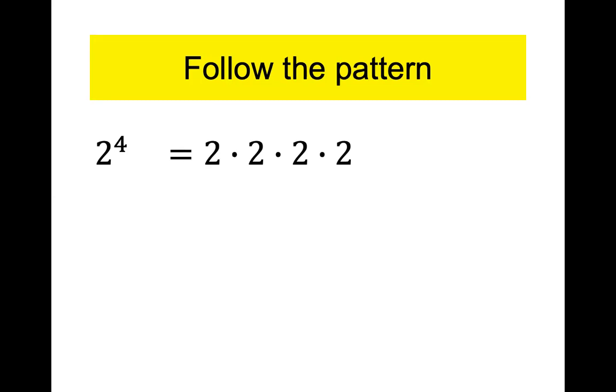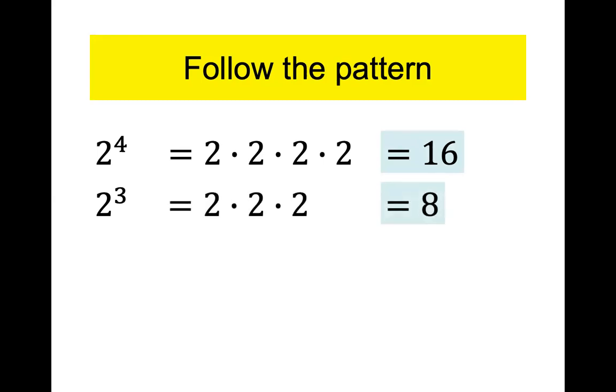16. Let's see. 2 times 2 is 4. Times 2 is 8. Times 2 is 16. Okay? Follow the pattern. What's the pattern? I'm going down by 1. So how many 2's do I write? The answer is 8. Follow the pattern. What am I doing? It's going down by 1. How many 2's? What's the answer? What's the pattern?